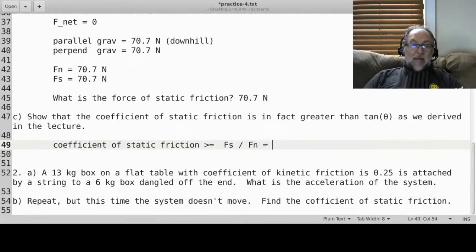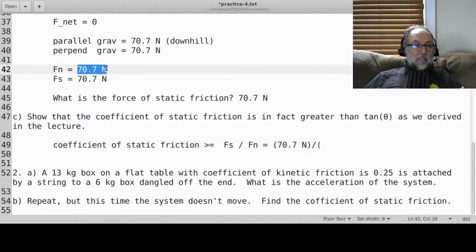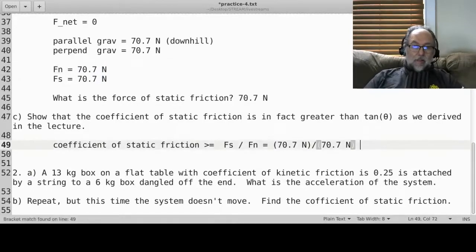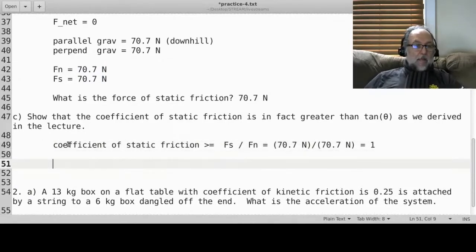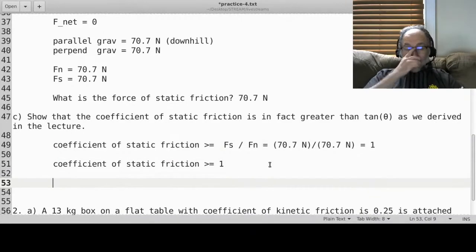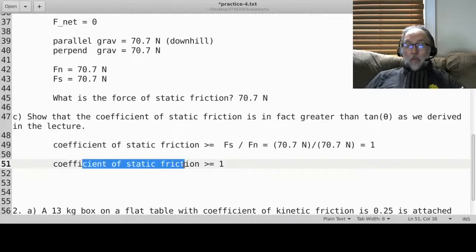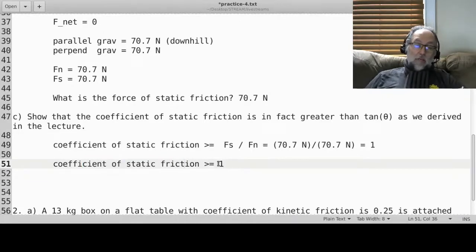Now, what is that value? Well, it's pretty easy because static friction was 70.7 newtons and the normal force was 70.7 newtons, and that's equal to 1. And so the coefficient of static friction has to be bigger than 1. So it could be 2, it could be 10, it could be 100, it could be 1.1. As long as it's bigger than 1, the box will not slip downhill. It can't be 0.9, then it would slip. It can't be 0.7 or anything like that.